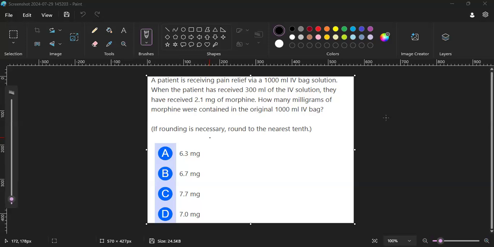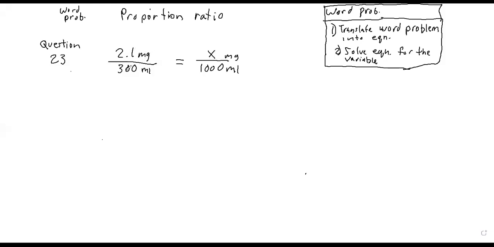Usually the words how much and how many signal the unknown amount. So they're saying how many milligrams of morphine, so that'll be an X, is contained in the original 1,000 milliliter bag. So let's go to the whiteboard and write out our equation. You see here we have 2.1 milligrams that was in 300 milliliters, and we have the unknown amount, X milligrams, that was in 1,000 milliliters. So we need to figure out what the value of X is. We have to solve this for X.